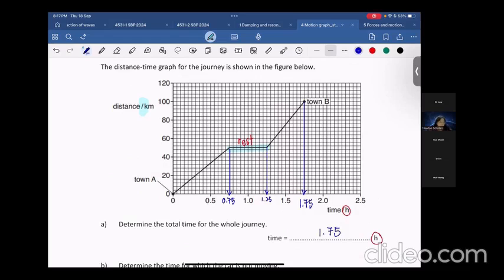No, Hui Tong, try again. First section, Hui Tong. Because they want 0 to 0.75 hour, this part only, the front part. Try again. What is the distance? What is the total time?